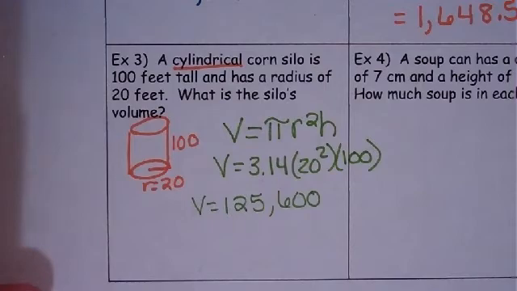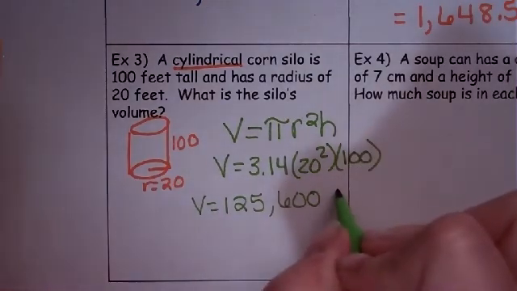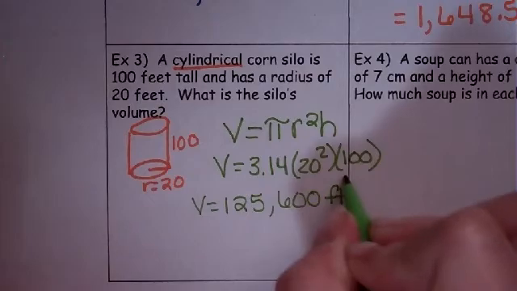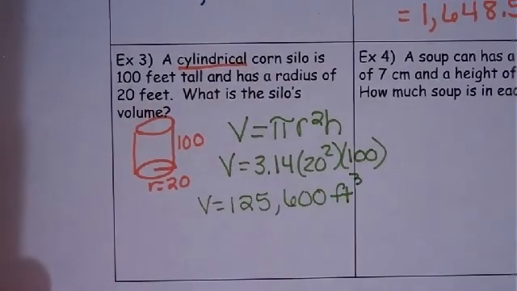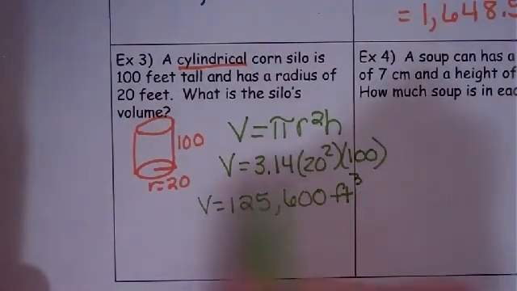So 125,600 cubic feet. So I need to write that. So I'm going to put FT for feet and put a little 3 exponent. You learn that's cubic feet. And there is my final answer.